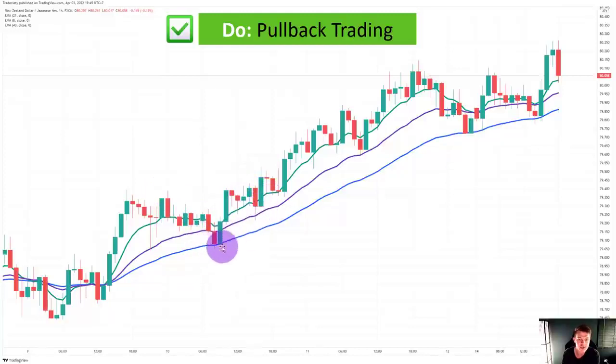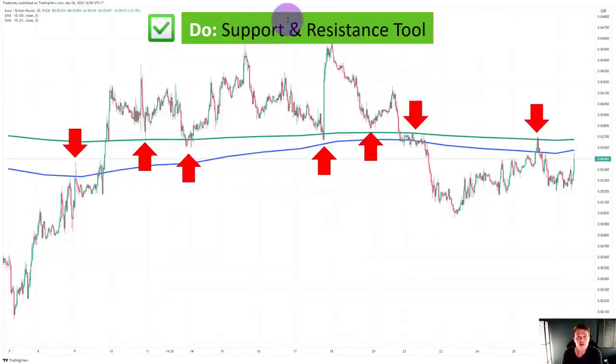And using moving averages is just a great way to improve your pullback trading because you can see how nicely the pullbacks react to the different moving averages. Moving averages are great as support and resistance tools.